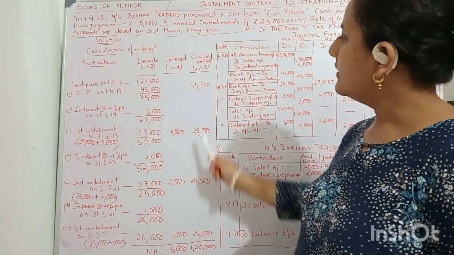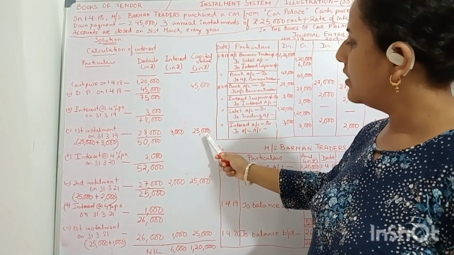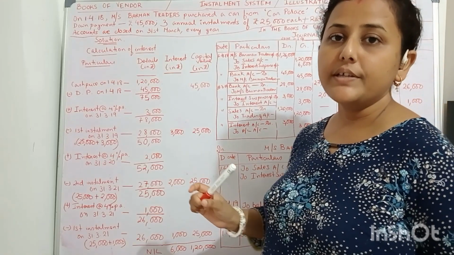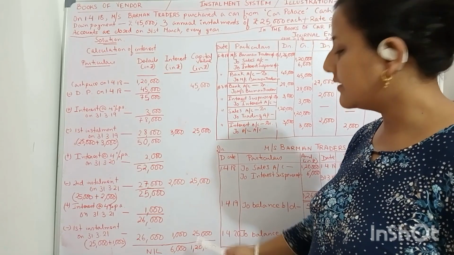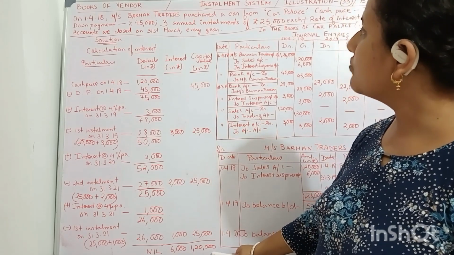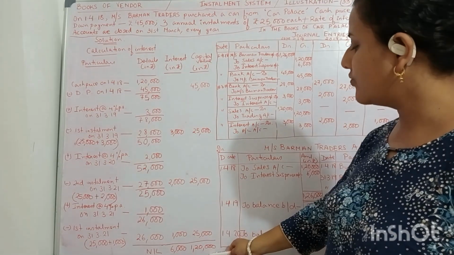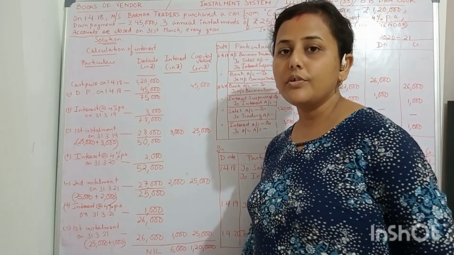Then this is the amount of down payment. This is the portion of the cash price of the asset for the first year, second year and third year. So if you total them, you will get the cash price, which is 1,20,000. Calculation of interest is clear to all of you.